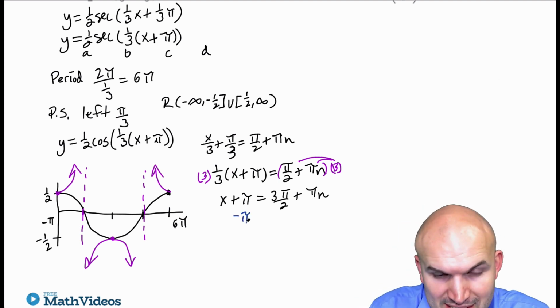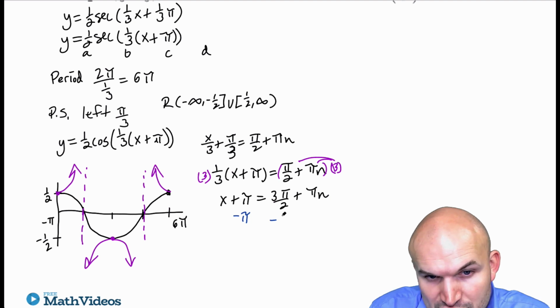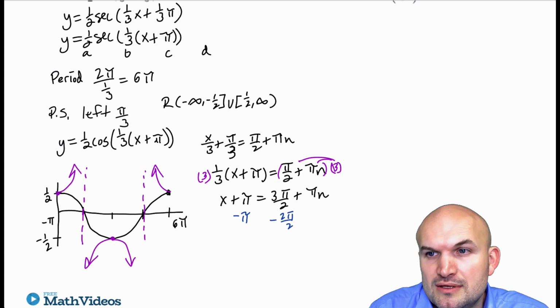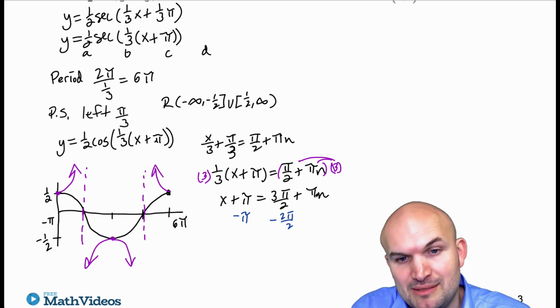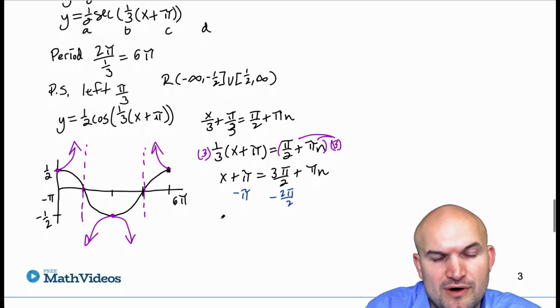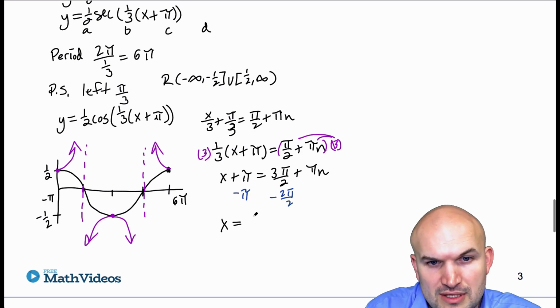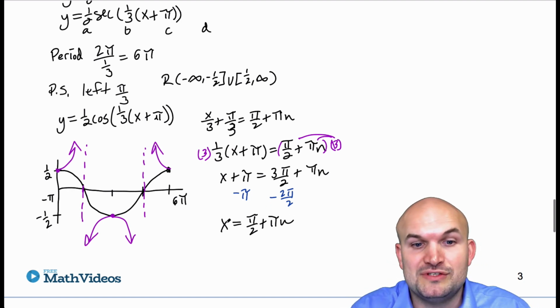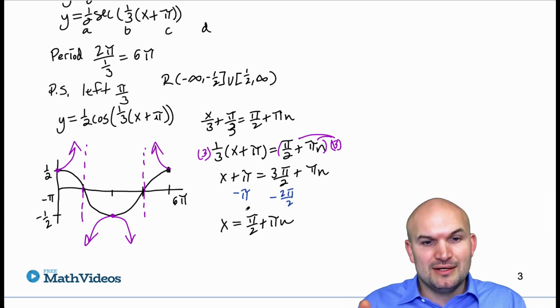So again, when subtracting pi, you can rewrite that in terms of 2 as a negative 2 pi over 2. And again, you can't subtract it from the pi n because those are not like terms. So therefore, I would get x is equal to pi halves plus pi n. And cool, look at that. It gives you actually the exact same asymptote.